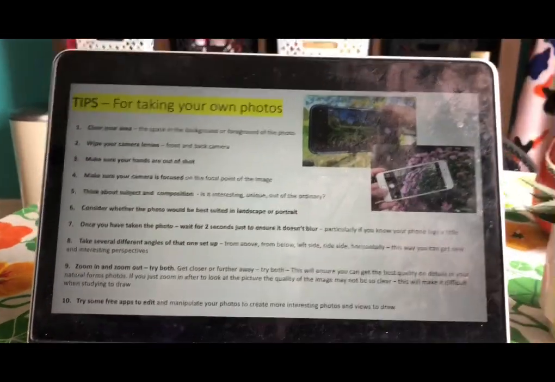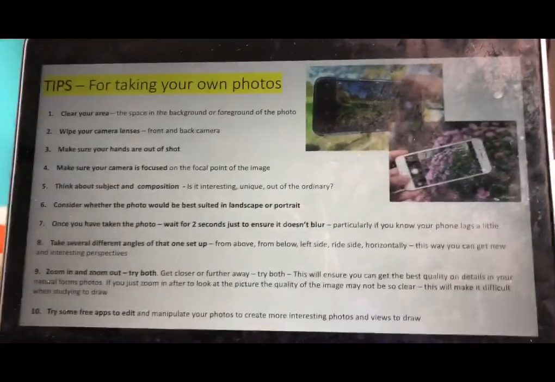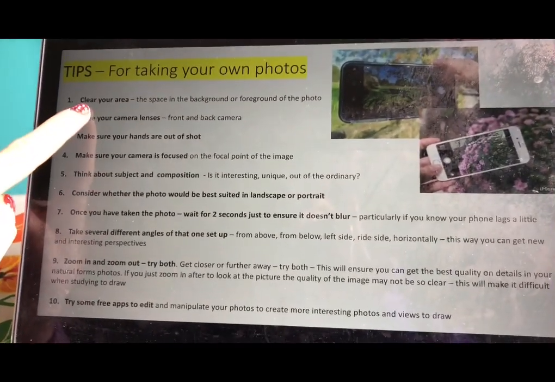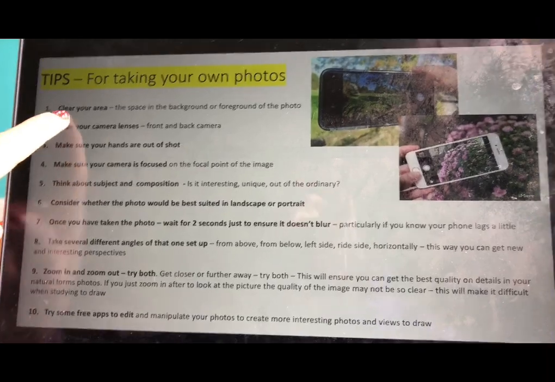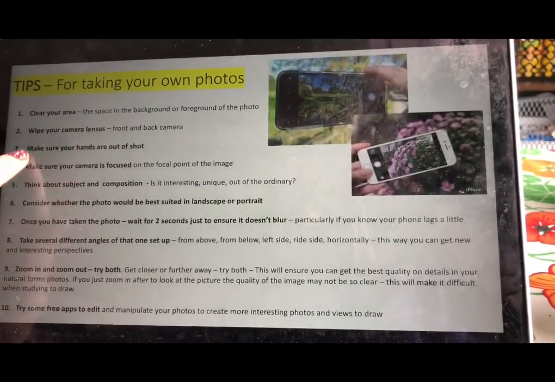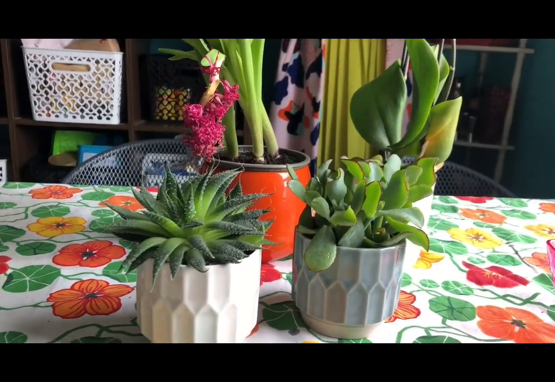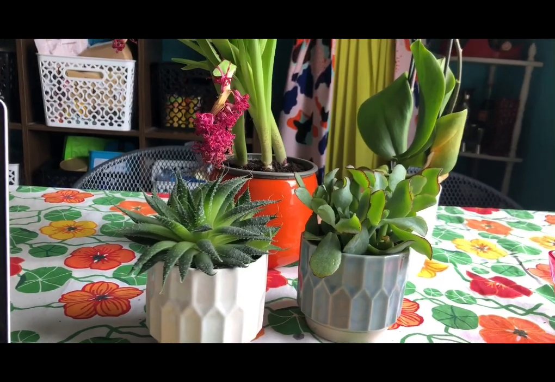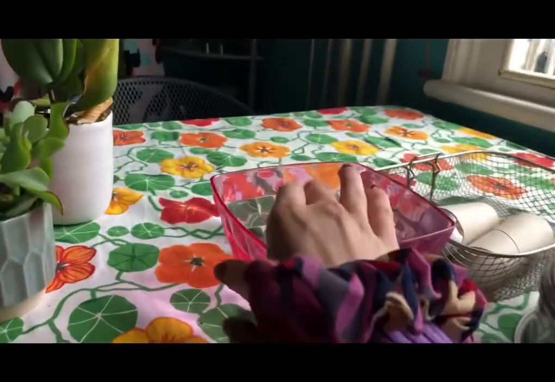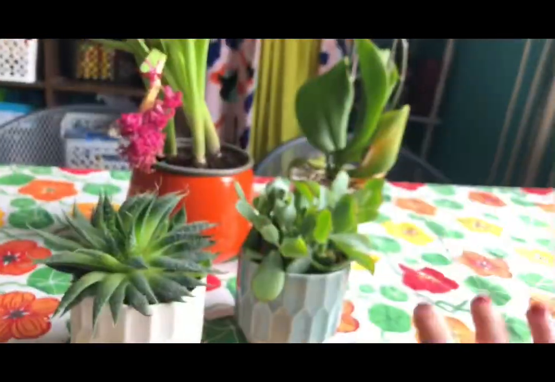So, what makes a great photograph? Well, I've put 10 steps to taking a good photograph on here for you. So I've put clear your area. Make sure there's nothing surrounding the items that you're photographing. And I'm going to show you a demonstration of that as I go through these. So, first of all, I'm going to take some photos of some plants that I've got in my house. When I say clear my area, I mean make sure there's nothing obstructing the area. There shouldn't be anything around the photos.